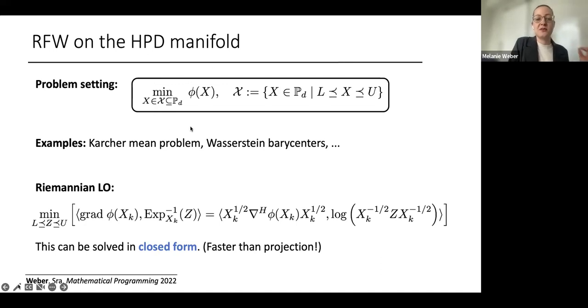And that class of problems, where our objective function is a function on the positive definite matrices and we have such upper and lower bounds on the optimum, occurs in quite a few settings, including barycenter problems such as the Gaussian mean problem. Here is written out the linear oracle, how it looks on that manifold. We have inserted the Riemannian gradient on that manifold, and then also the inverse of the exponential map, which, as I said, characterizes how the geodesics look in that space.